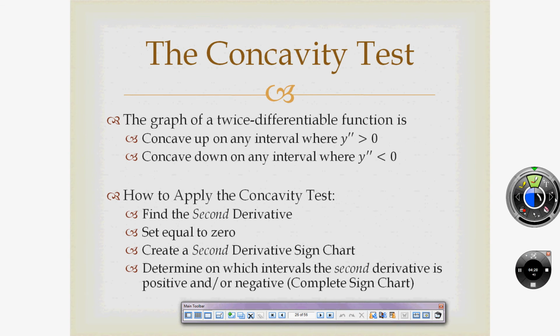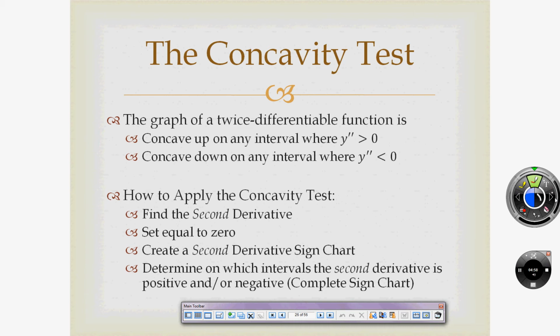Here is the official concavity test. Just like the first derivative test, this is the official concavity test. The concavity test is going to help you determine if a graph is concave up or concave down. Now, note that a graph can be both concave up and concave down on different intervals. So just because a graph has a section that's concave up doesn't mean the whole graph is concave up. It'll be based upon intervals of the graph.